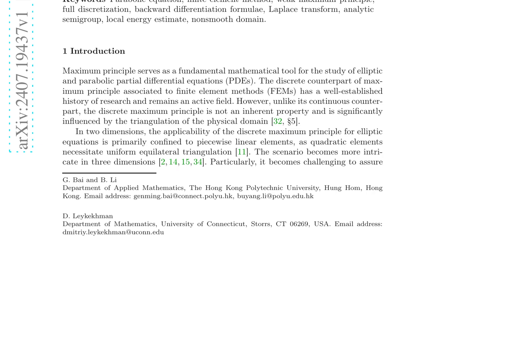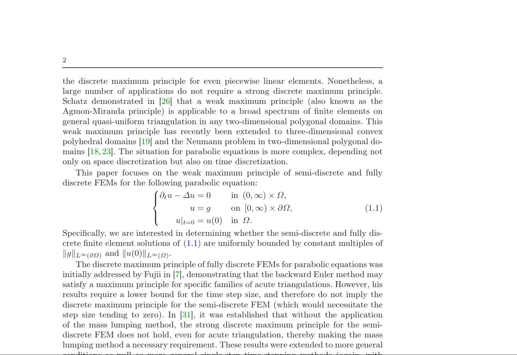The author's approach offers a way to overcome the challenges associated with non-smooth domain boundaries and provides a foundation for further research in this area. This section delves into the weak maximum principle of semi-discrete and fully discrete finite element methods, FEMs, for the parabolic equation. It aims to determine if the semi-discrete and fully discrete finite element solutions of the given equation are uniformly bounded by constant multiples of the norms of the initial and boundary values.